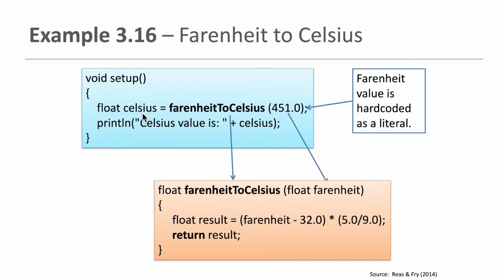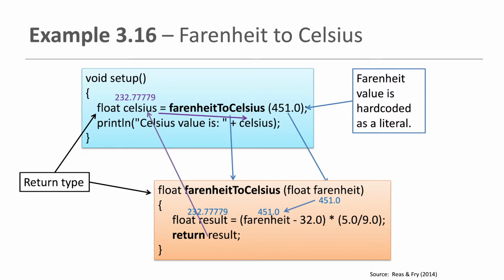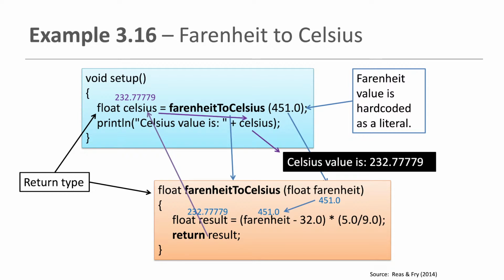Okay, so let's go through it. 451 minus 32 multiplied by 5/9 is 232.77779. So that result gets passed back up, and ultimately Celsius becomes 232.77779. We then print that out with the println statement, and that will be printed out to the console just like this. Okay. So this is an example of having a method that returns a value.